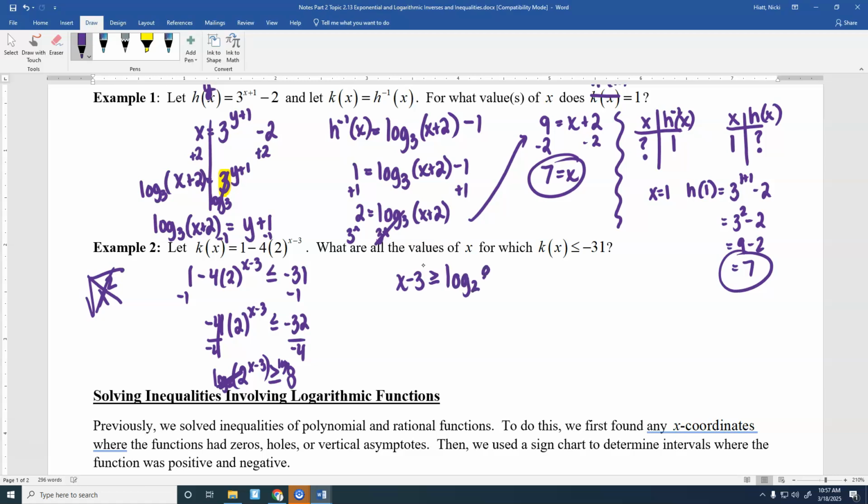let's imagine this is a calculator inactive problem, because it can be done calculator inactive. What is log base 2 of 8? It's 3. How'd you get that? 2 to the third is 8. So log base 2 of 8 is log base 2 of 2 to the third, and the log and the 2 cancel, and you just get 3. So this is x minus 3 is greater than or equal to 3. And then we just have to add our 3 to both sides. So x is greater than or equal to 6.